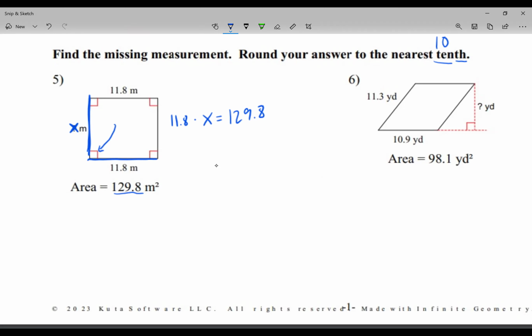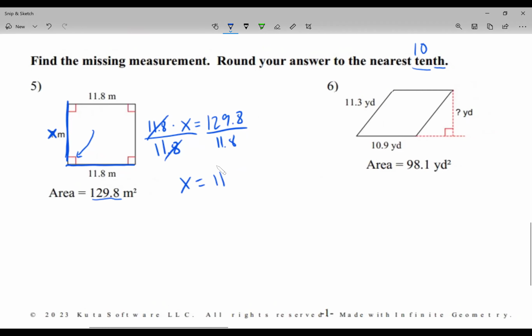Well, I can easily solve for X, right? Let me divide both sides by 11.8. That gives me my X by itself. Now use a calculator if necessary. 129.8 divided by 11.8 gives me 11. I know at the beginning it was a question mark, but I called it X because I did not know how big it was. Okay, that's not bad.